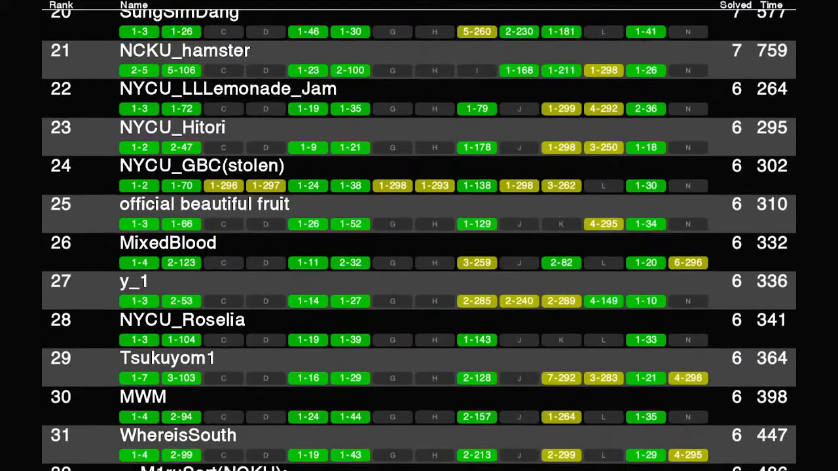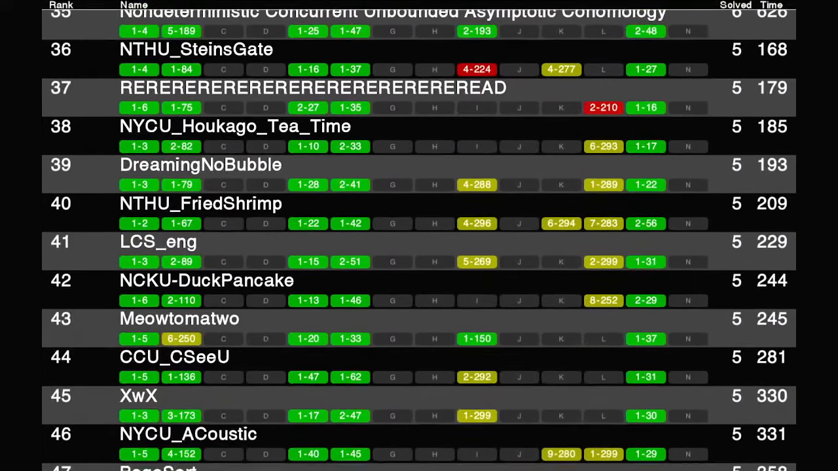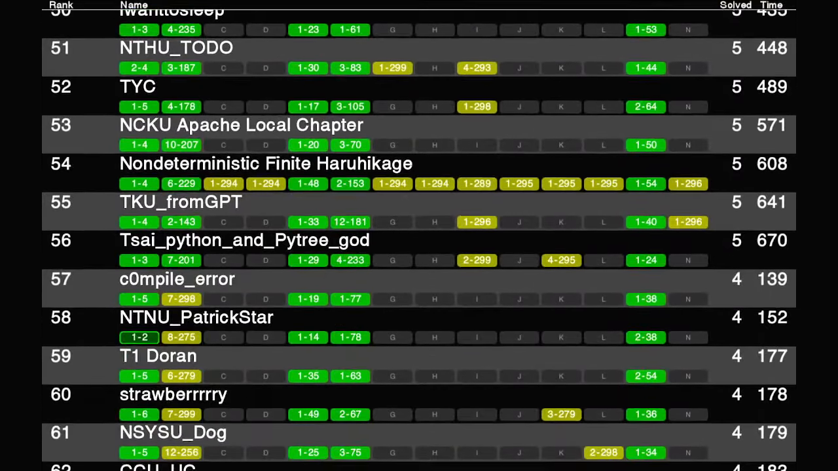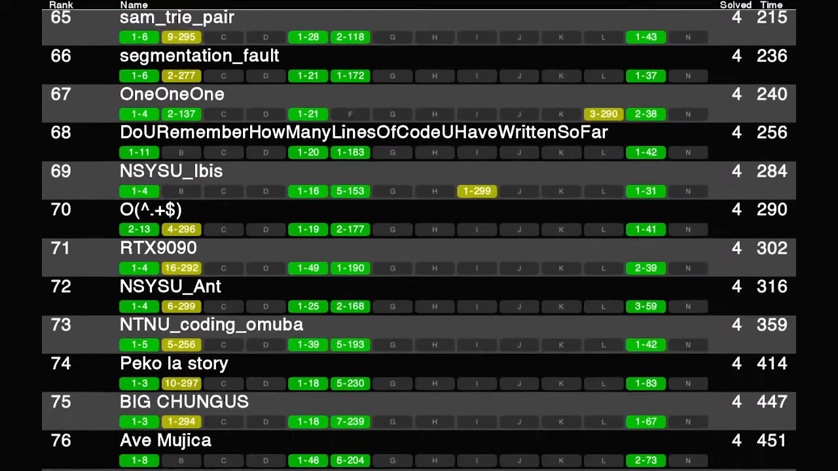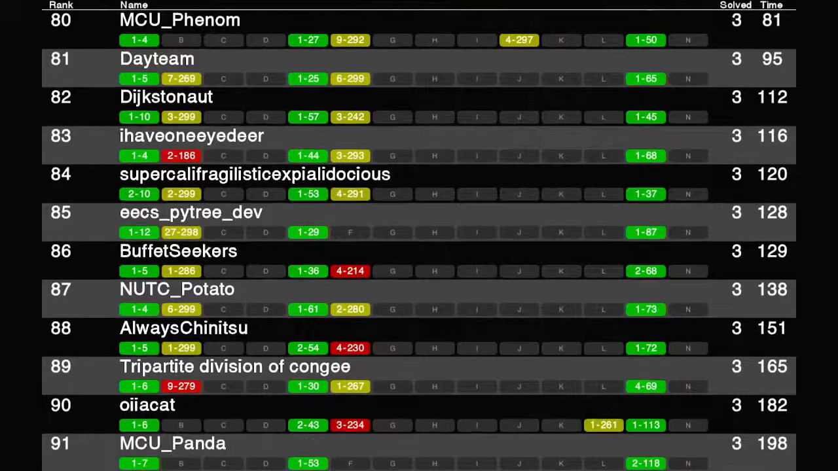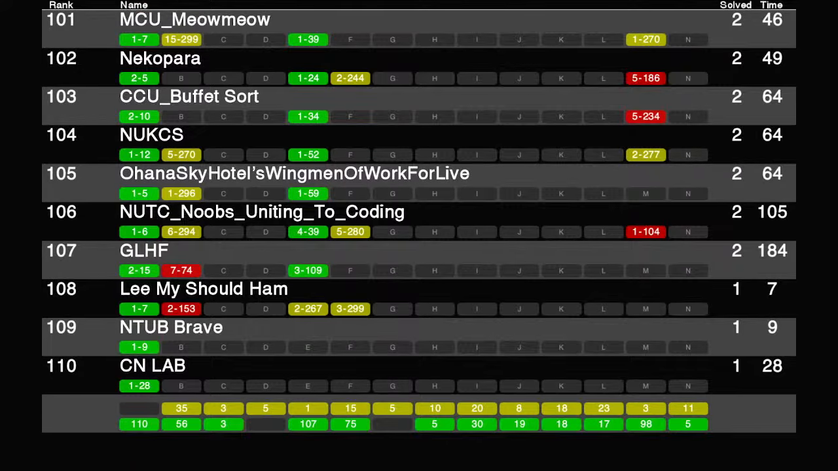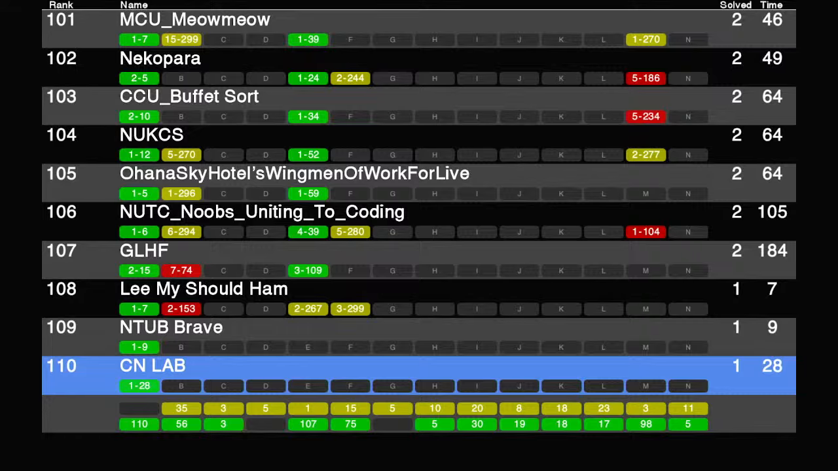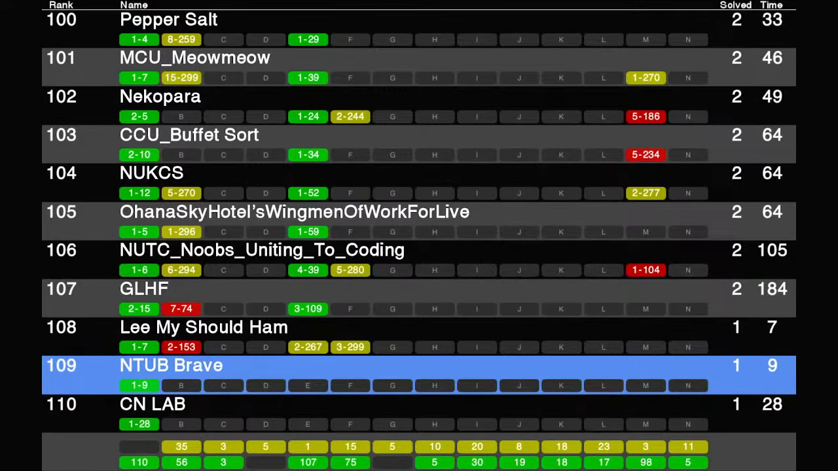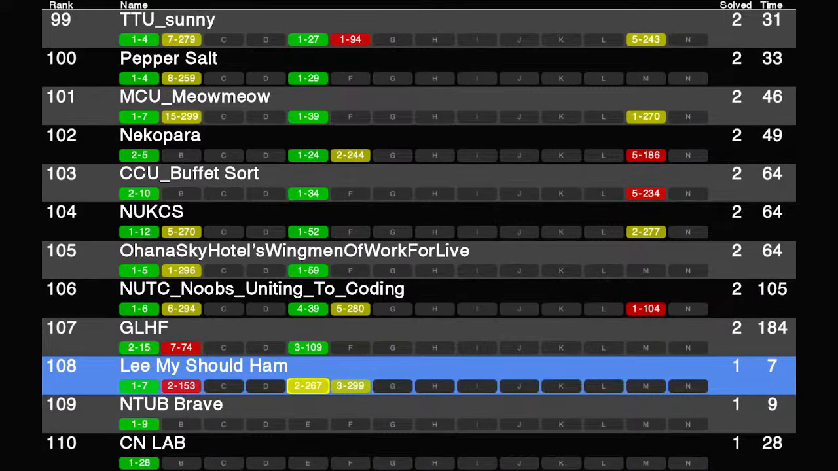Currently the first place team has 12 problems solved, all the way down to the bottom, and all the teams have at least one problem solved. Okay, so now we start. Team CN Lab has no submissions left, and they are in 110th place. Wait, it doesn't move. Yeah, it moves on. NTUB Brave, no submissions.